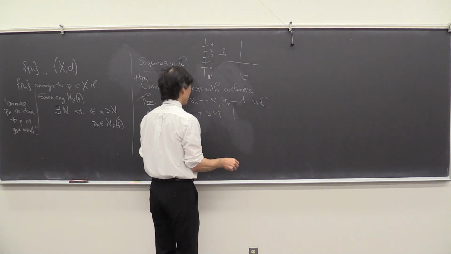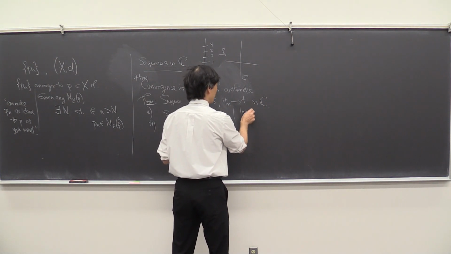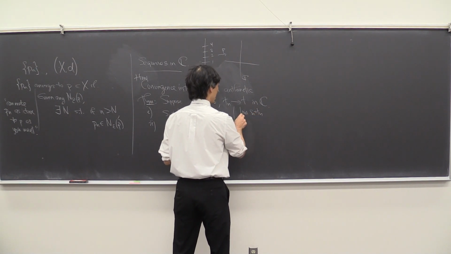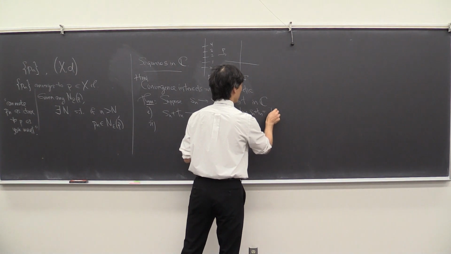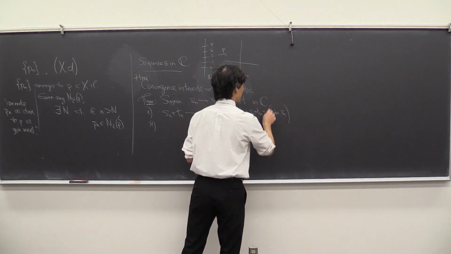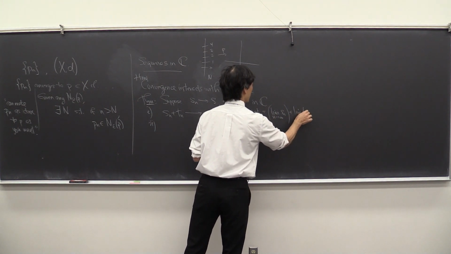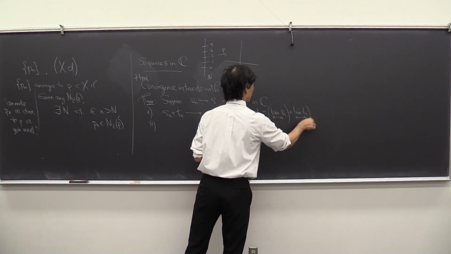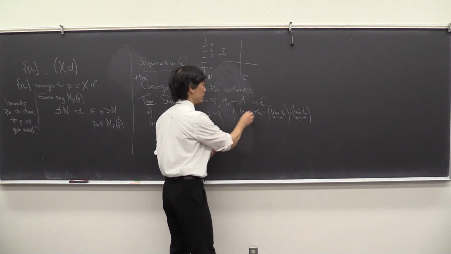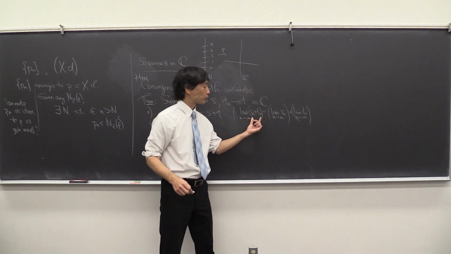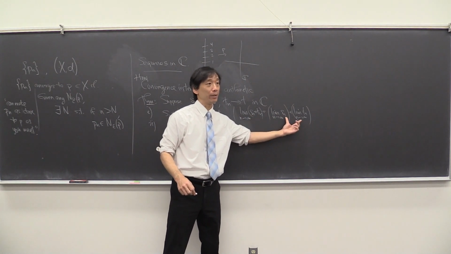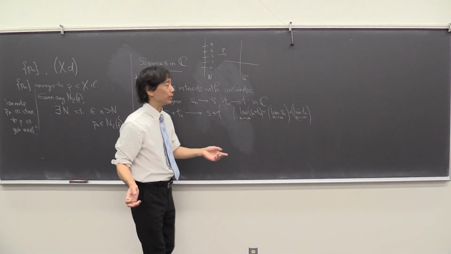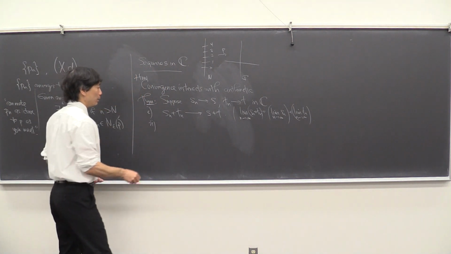Another way of saying this is that the limit of the sum equals the sum of the limits, so equals the limit of the first plus the limit of the second. So you can add and then take the limit, or you can take the limit and then add. Those operations commute.